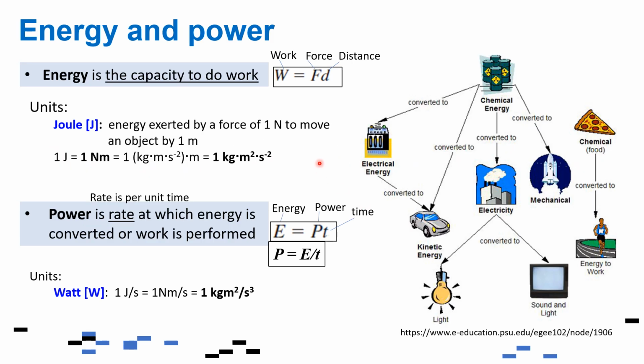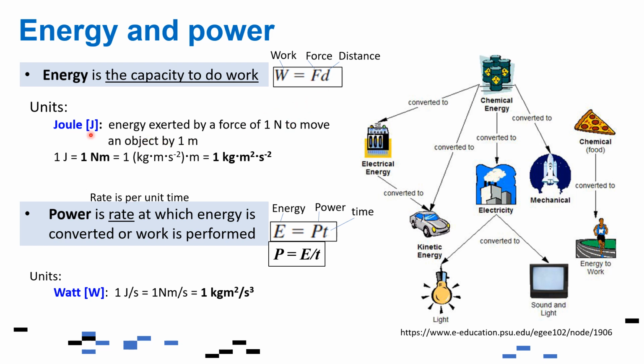So, as we all know, energy is basically the capacity to do work. And as we remember from our physics education, work is equal to force times distance. The main unit for energy is the joule, signified by J as its unit. This is energy exerted by a force of 1 Newton to move an object by 1 meter. So this is force times distance.